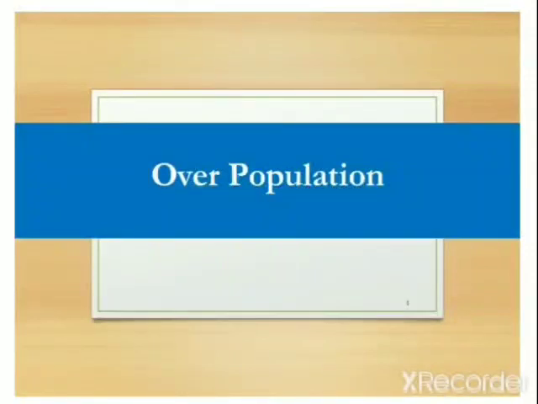In our previous video we discussed the types of population. We have seen densely populated regions, moderately populated regions and sparsely populated regions. In today's video we'll be discussing overpopulation and underpopulation and their impact.